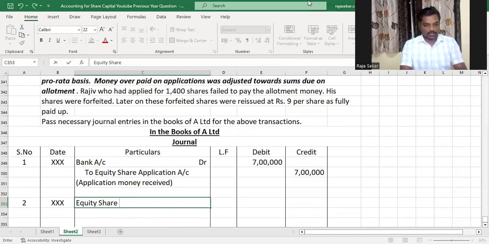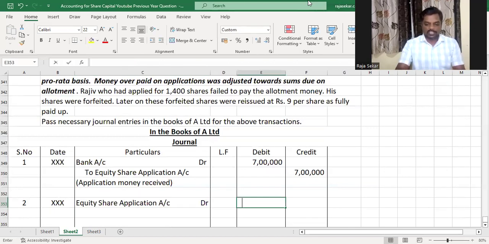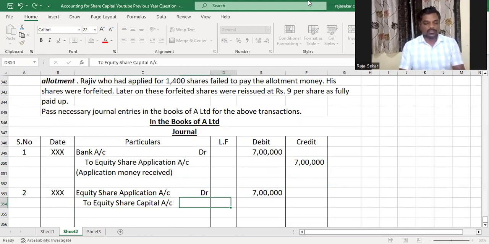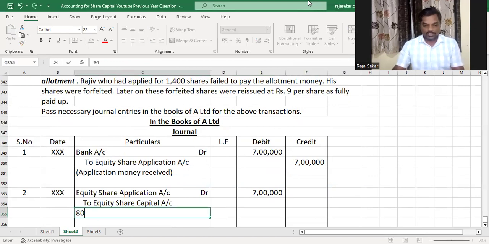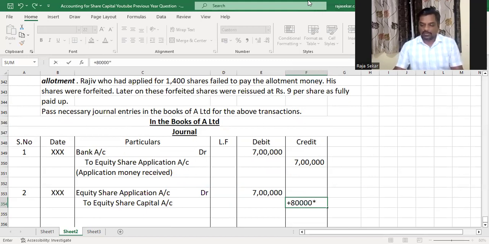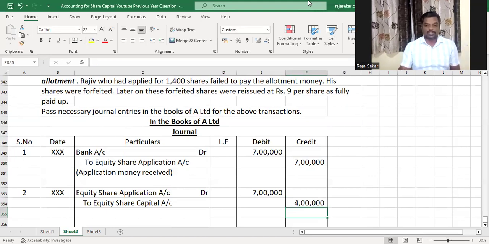So let's do this now. Equity share application account debit. As I told you, in the second journal entry, you always debit equity share application with the entire amount that you received in the first journal entry. To equity share capital, here you have to transfer the application money receivable on the allotted shares to share capital account. So 80,000 shares have been allotted, 5 rupees is the application money per share. So that will be 4 lakh.